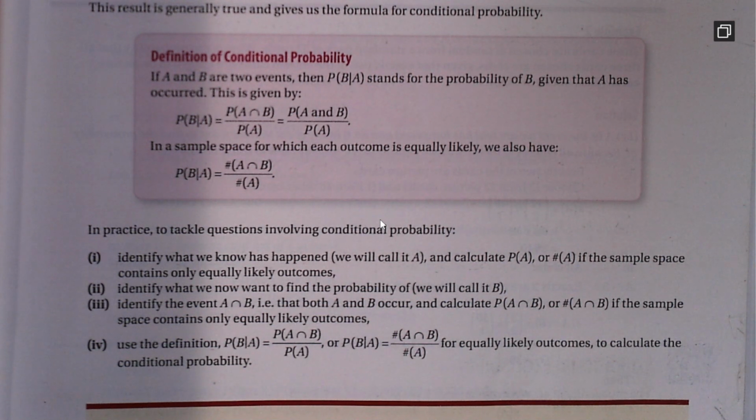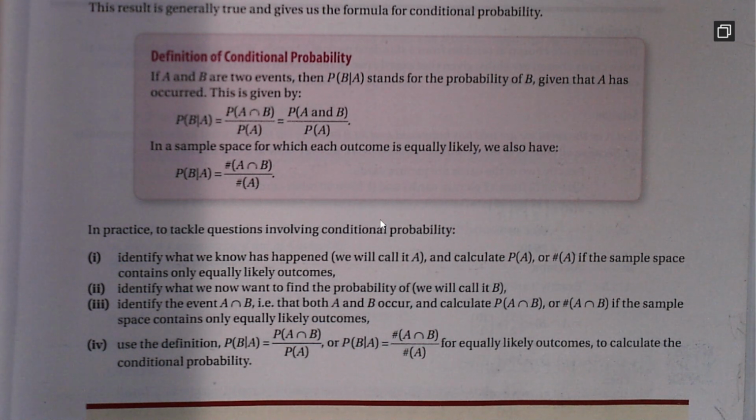The key is to identify what has occurred in the question. In practice, to tackle questions involving conditional probability, first identify what we know has happened. We call it A, and we calculate the probability of A. If the sample space only contains equally likely outcomes, this is just the cardinal number. Then identify what we now want to find the probability of.